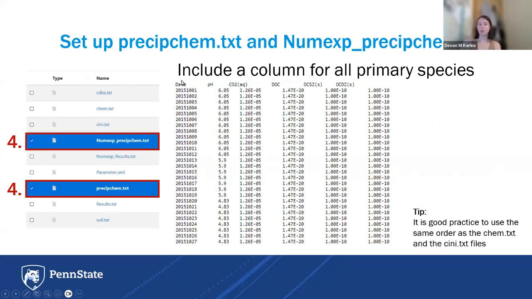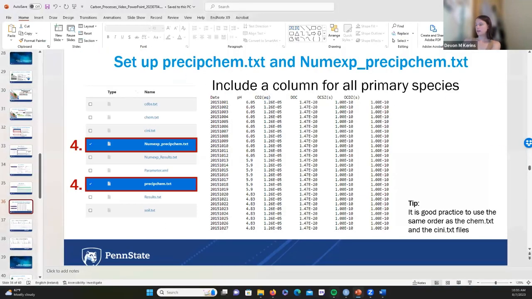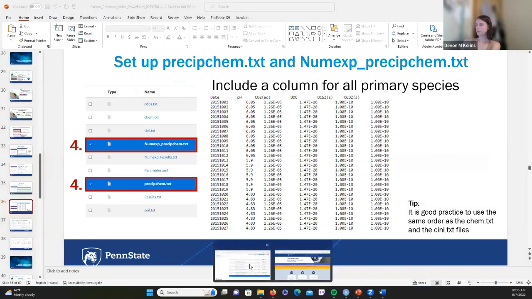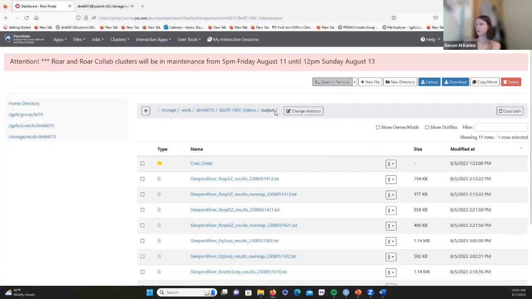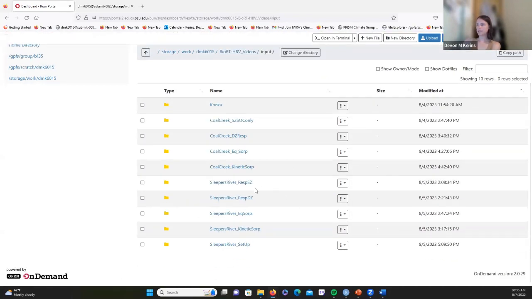And again, we include a column in our precipitation chemistry file for all of our primary species. So we've added a column here of organic carbon in the deep zone. Okay. So now we will run through very quickly how we did this in the input files. And so I've actually already set up these input files.